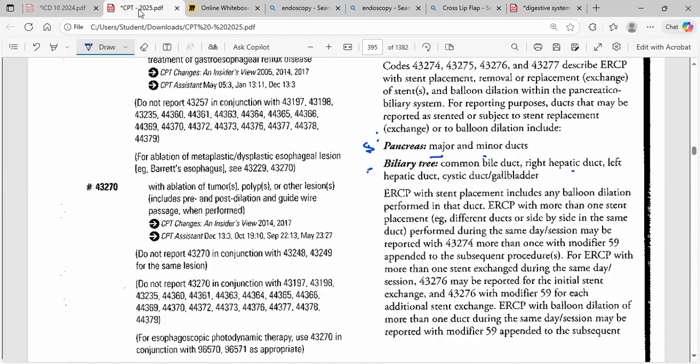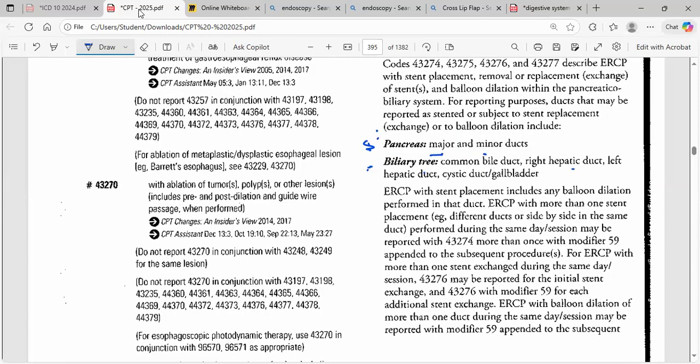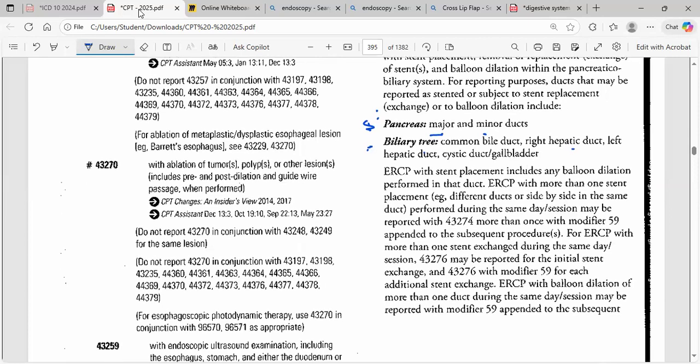If there is a stent placement in conjunction with the ERCP, then we are not going to bill the balloon dilation, because balloon dilation is always included in the stent placement. If we bill the stent placement at the same location where the balloon dilation has been performed, you have to bill the stent placement only. You are not going to bill the balloon dilation in conjunction with the ERCP.